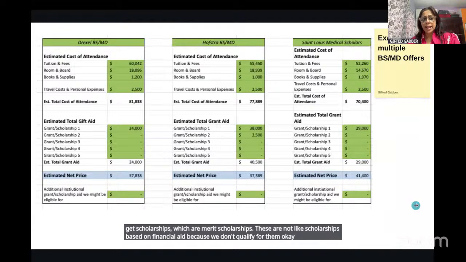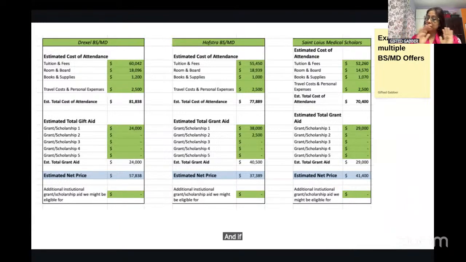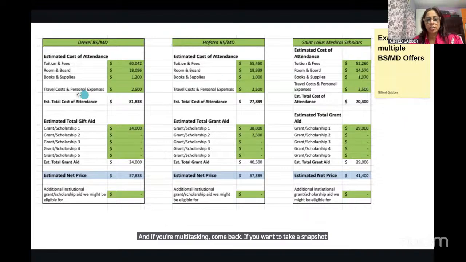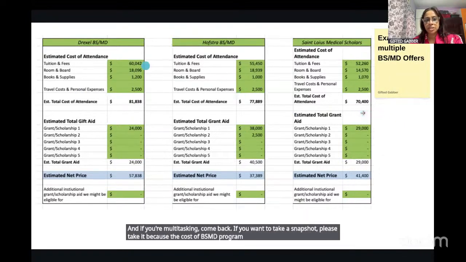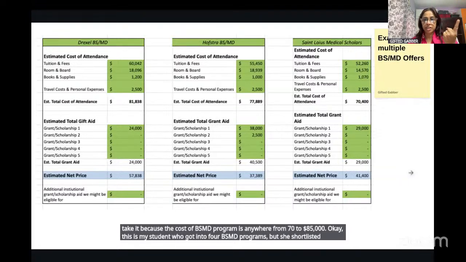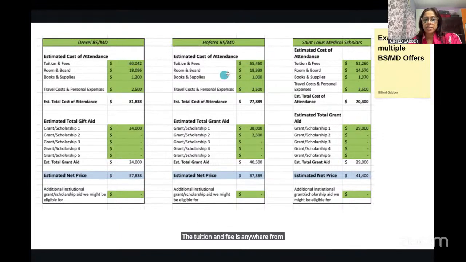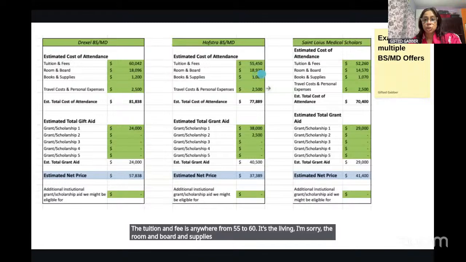And if you're multitasking, come back. If you want to take a snapshot, please take it, because the cost of a BSMD program is anywhere from $70,000 to $85,000. This is my student who got into 4 BSMD programs, but she shortlisted 3, which are Drexel, Hofstra, and St. Louis. I want to show you the breakdown. The tuition and fees are anywhere from 55 to 60. Then the room and board and supplies amount to about $20,000. And if they are away from home, then the plane cost and everything. So on average, you're looking at $70,000 to $85,000.